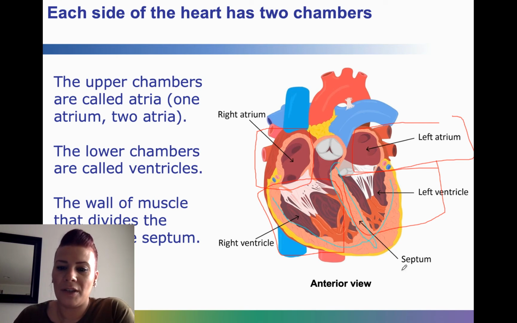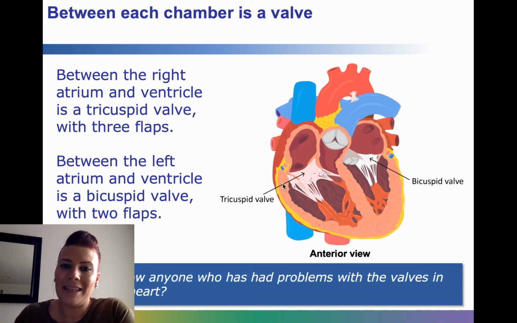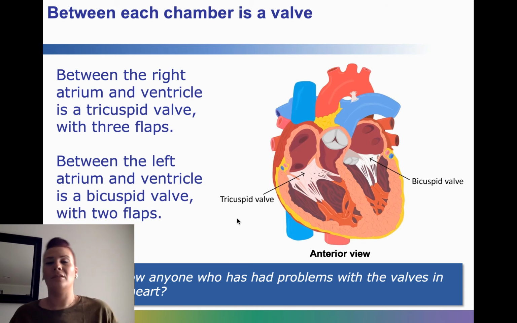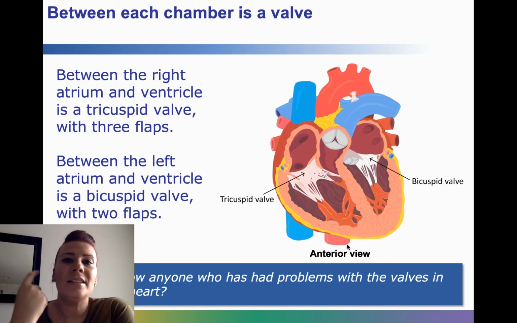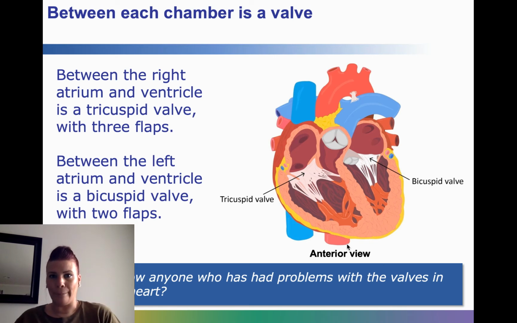There are these valves over here. We'll talk about those in a minute. So these valves, if you see tricuspid, think of a tricycle. A tricycle has how many wheels? 3. A tricuspid valve has 3 little flaps that open and close like a door, okay? And when you're listening to a heartbeat and you hear boom, boom, boom, boom, that's actually the tricuspid and bicuspid valves closing.